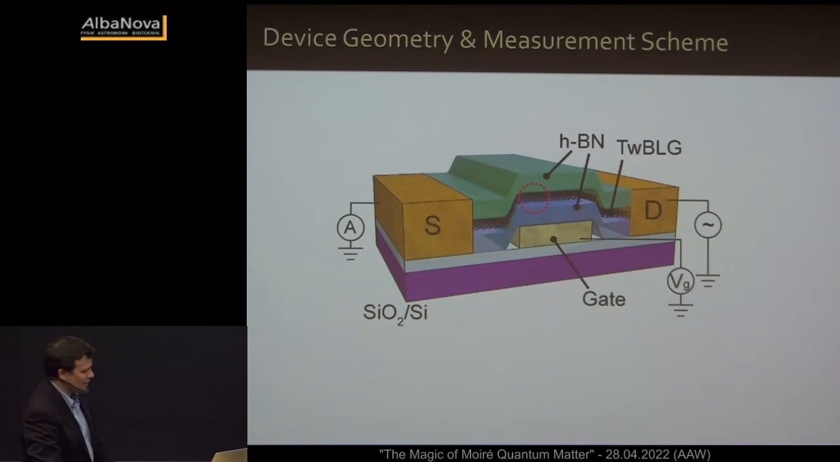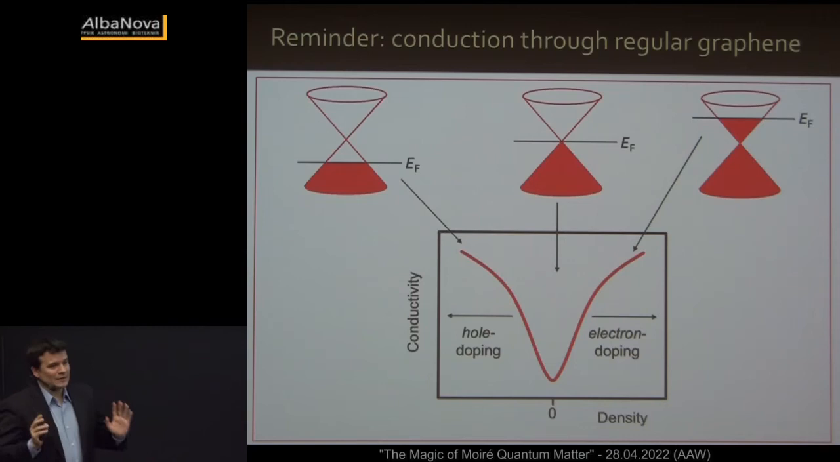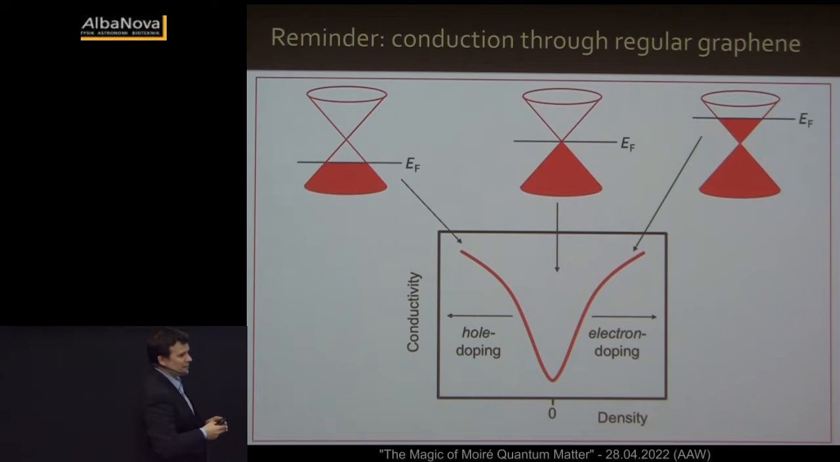Now, before I show you actual magic angle graphene data, let me remind you, what does conductance through regular monolayer graphene look like? If you measure conductivity versus charge density in regular graphene, if your Fermi energy is deep into the valence band, you have lots of holes, so it conducts very well. If your Fermi energy is deep into the conduction band, you have lots of electrons, so it conducts very well. And if your Fermi energy is at the charge neutrality point or Dirac point, you have very few charge carriers, so you conduct poorly. So the conductivity of graphene versus charge density looks like this, a V shape. And that is, again, measured by thousands of groups. So now let me show you how it looks for magic angle graphene.